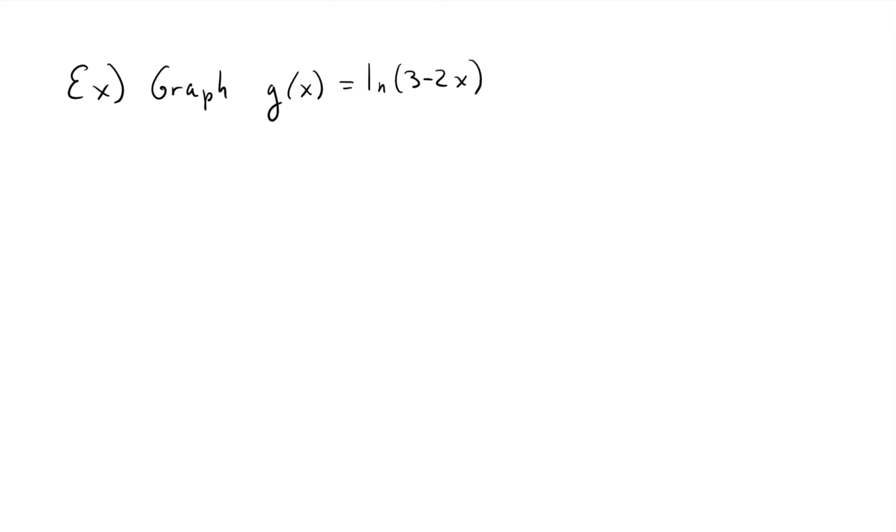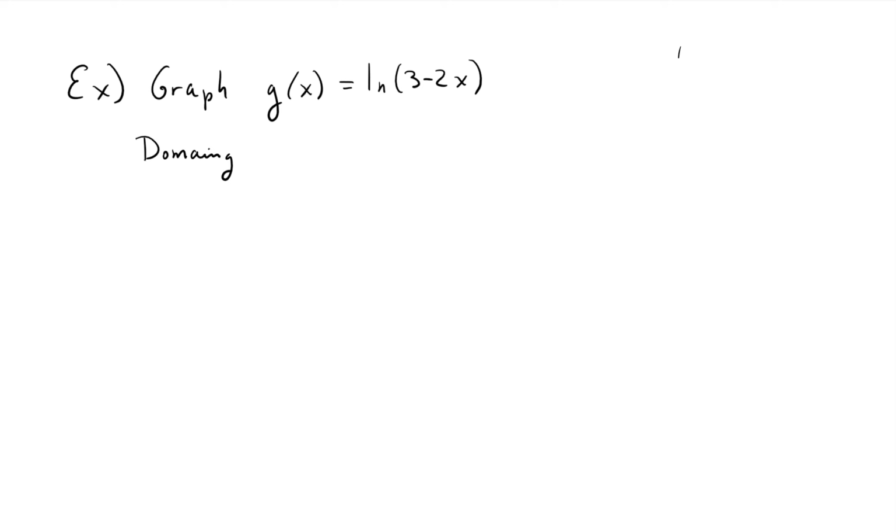In this last example, we are going to graph g of x, which is ln of 3 minus 2x. So recall that ln is log in base e. I'm going to do something I didn't do in the previous example that I maybe should have done, which is actually calculate your domain before doing anything.